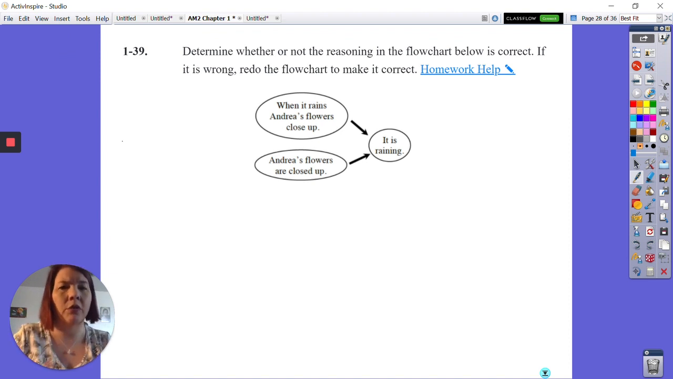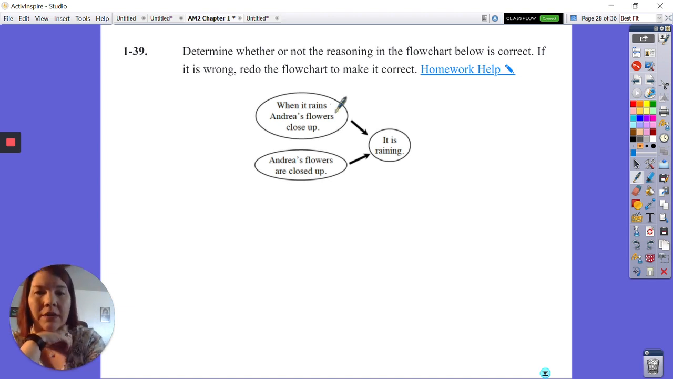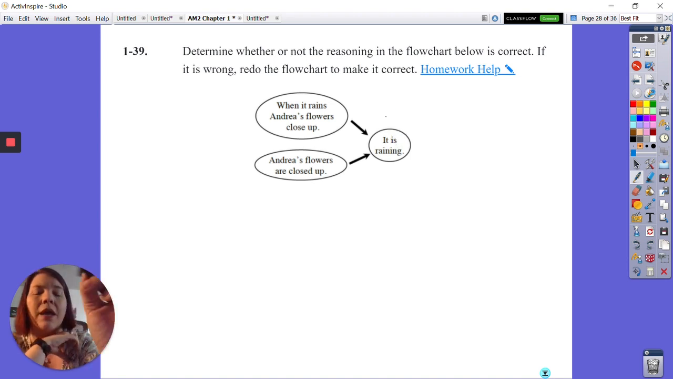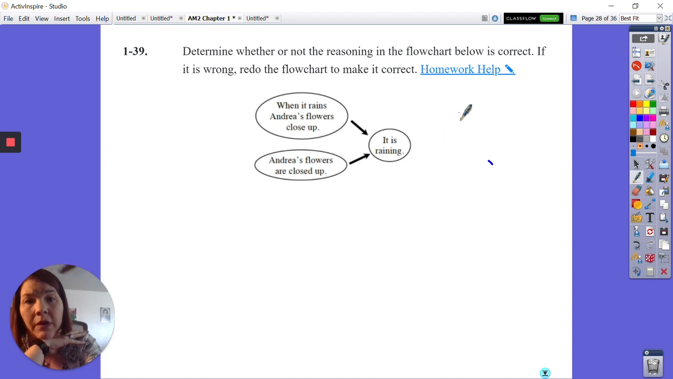If you recall flow charts from Math 1 last year, you remember the arrow means this causes that. Okay? And so this causes that. So when it rains, so this is decide if it's correct. I'm going to start with this is not correct. When it rains, Andrea's flowers close up. So apparently this statement causes it to rain, which doesn't make any sense. It also says Andrea's flowers are closed up, and so that causes it to rain. Not backwards. So the idea here is these arrows are going the wrong way.